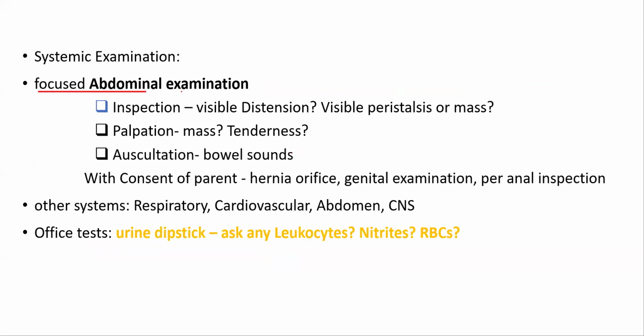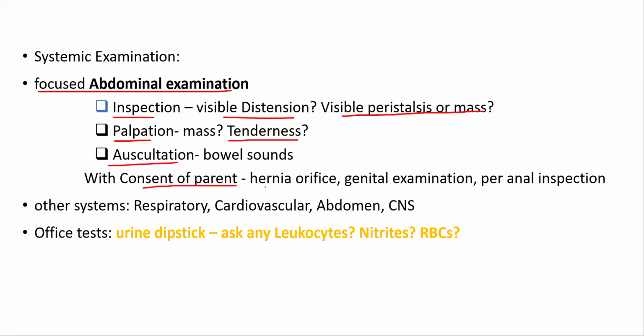Once you have done that, then you go on for a systemic examination. So you'll say that you would like to do the full body systemic exam, but mainly you will focus on the abdominal exam. On abdominal exam, we do inspection, palpation, and auscultation. On inspection, you will be looking for any visible distension, any visible peristalsis. On palpation, you will be palpating for any palpable mass or any tenderness, and auscultation for bowel sound.